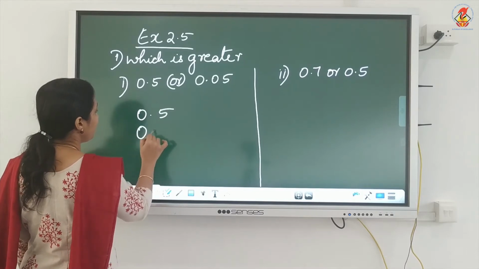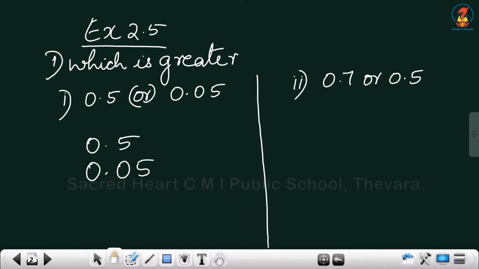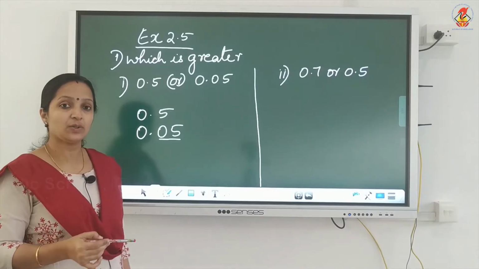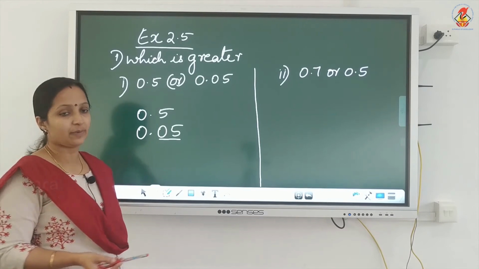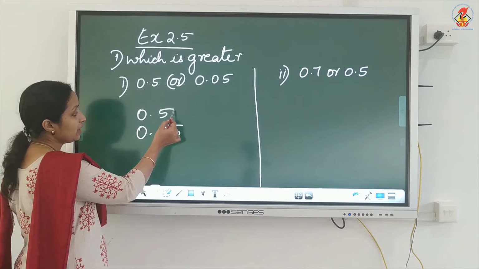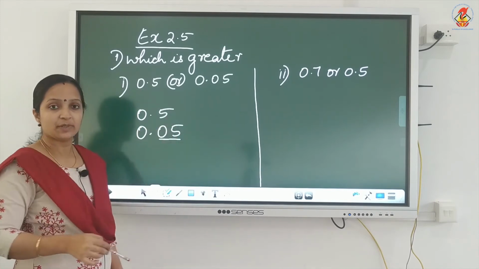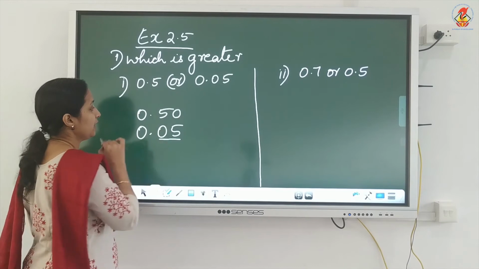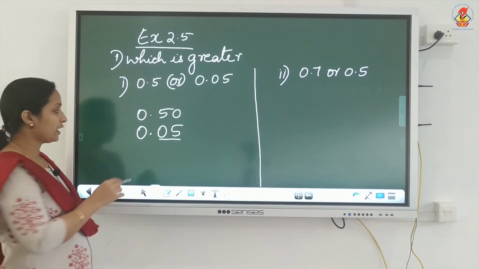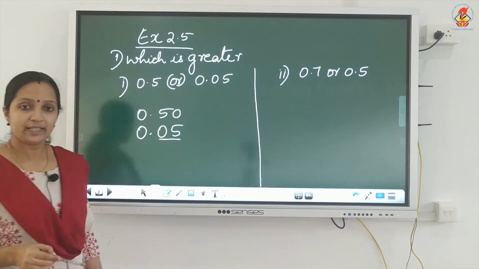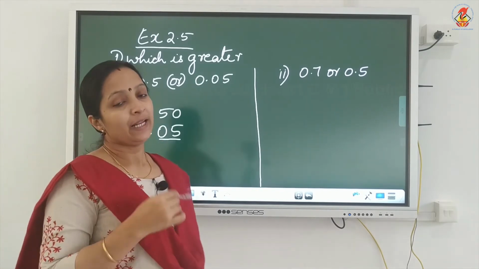0.5, 0.05 is the question. We have to find which one is greater here. So here two decimal places are there, here only one decimal place. We already studied that by giving zeros to the extreme right, we can convert unlike decimals into like decimals. So we need one more digit here to make this like decimal. So put one zero here. Now this number has two decimal places, here also two decimal places. We can say that these are like decimals. So we converted them into like decimal.